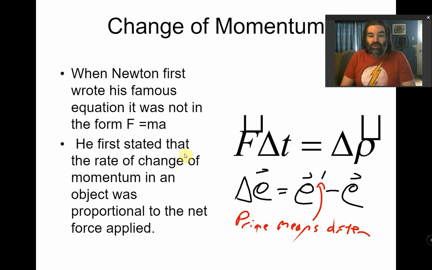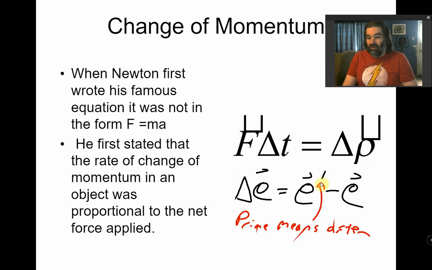Now, how momentum changes, he actually didn't write it as F equals ma. He first stated that the rate of change in momentum was proportional to the net force applied, that it was proportional to something called the impulse. So he originally wrote it actually as this: F times delta t is delta p.